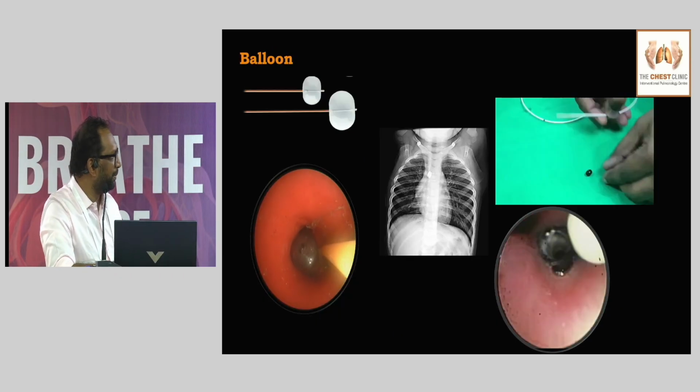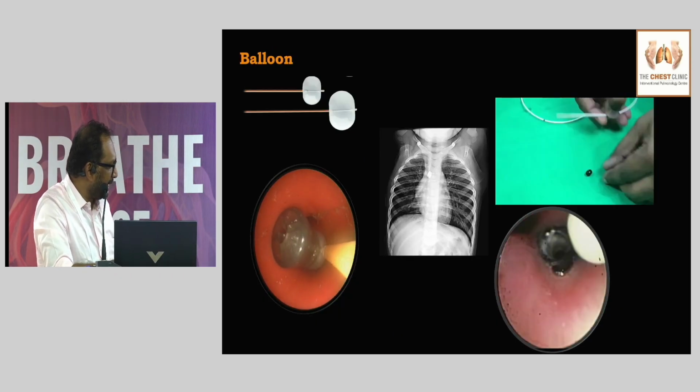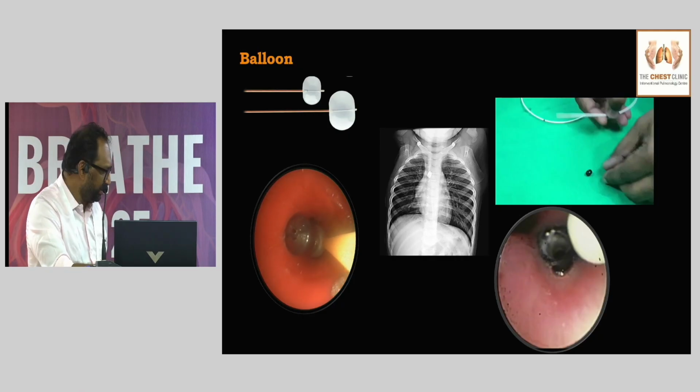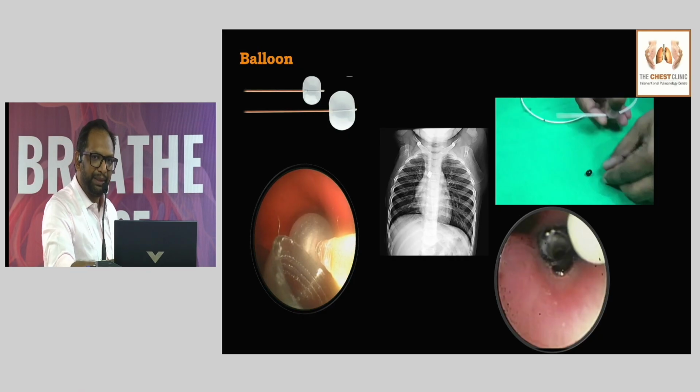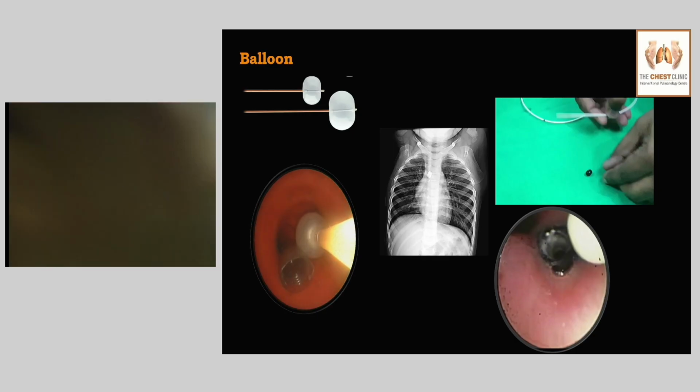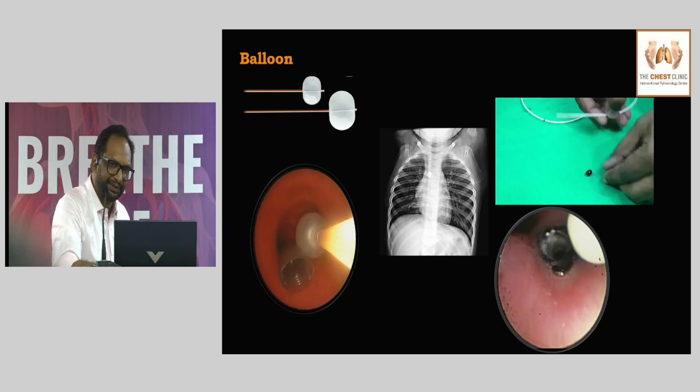So coming to the balloon, whenever you want to use a balloon, you pass it distally, inflate the balloon and bring the foreign body proximally so that you can engage it either with a basket or a forceps and extract it.